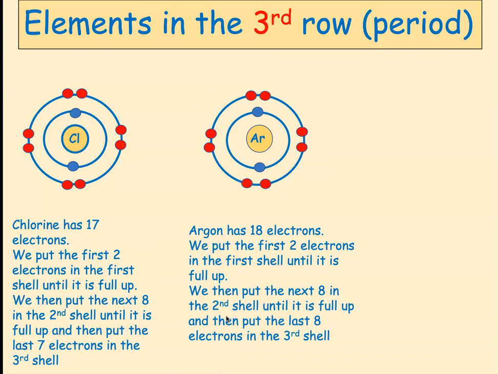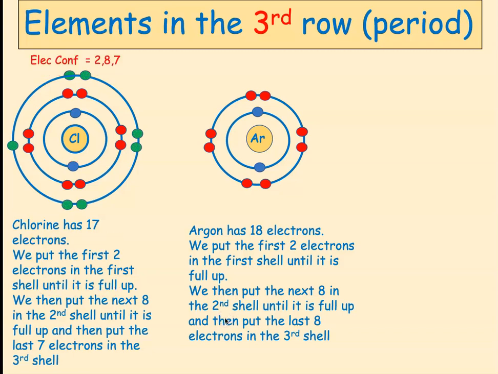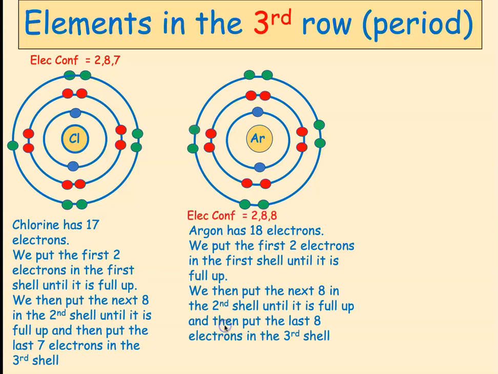Chlorine, it's going to have 7 in the outer shell, 1, 2, 3, 4, 5, 6, 7, and so its electronic configuration is 2, 8, 7. And argon, it's got 18 electrons in total. We've already used up 10, so it's got 8 in its outer shell, 1, 2, 3, 4, 5, 6, 7, 8, and its electronic configuration is 2, 8, 8.